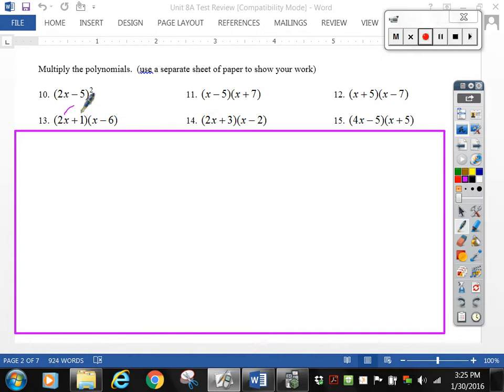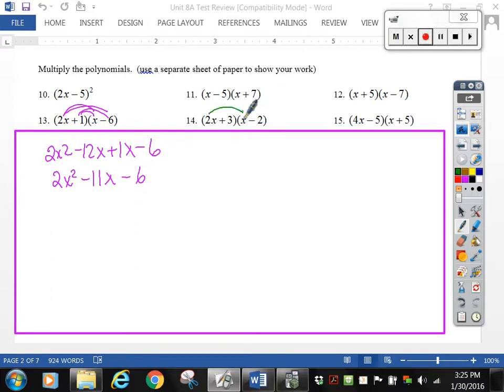Okay, so for this one, I get 2x times x is 2x squared. 2x times minus 6 is minus 12x. 1 times x is plus 1x, and 1 times minus 6 is minus 6. So I get 2x squared minus 11x minus 6.